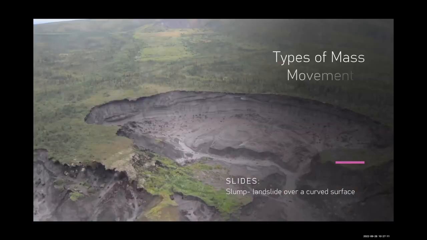And then you have slumps. That's another kind of slide, and that's when it's a landslide over a curved surface. So it usually doesn't go quite as far. It's just a smaller area that is affected.